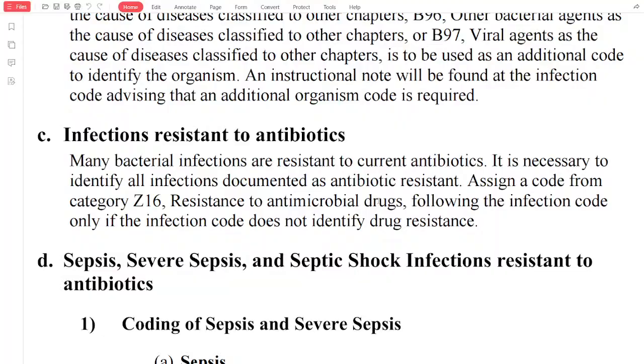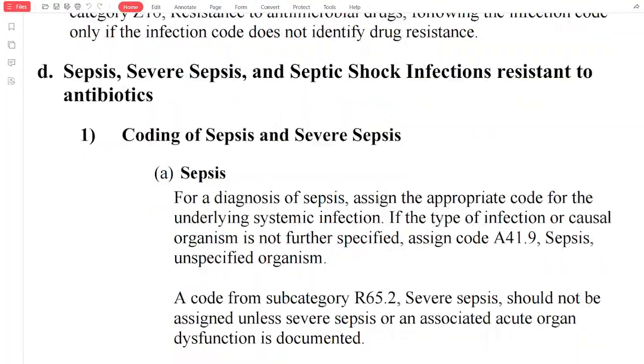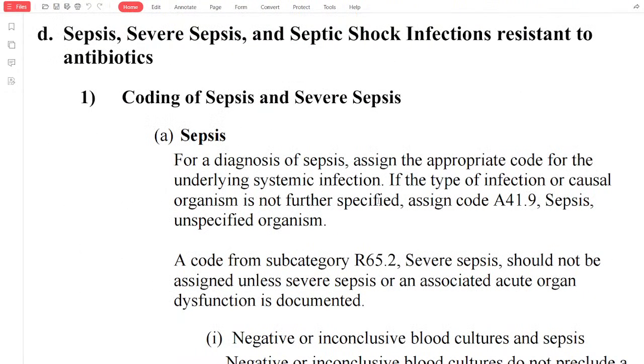Next, the main condition is sepsis. Sepsis related codes are important: sepsis, severe sepsis, and septic shock, infection resistant to antibiotics. Coding of sepsis and severe sepsis. Let us check the codes. For diagnosing sepsis, this is an underlying systemic infection, as in the code A41.9, this is the sepsis code, unspecified organism. Sepsis for unspecified organism.